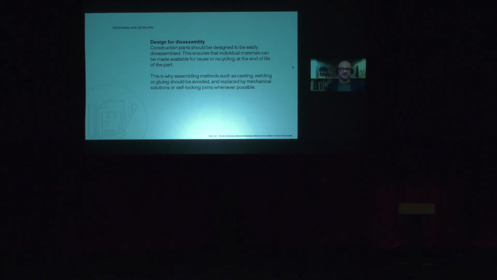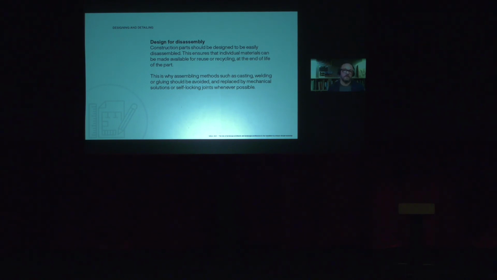And when designing in detail, or when designing for construction, there are also a few principles that are important. First of all, we need to design for disassembly. We need to make sure that the construction parts that we design are designed to be easily disassembled or easily maintained, because this ensures that the individual materials can be made available for recycling or for reuse when we are done with them.